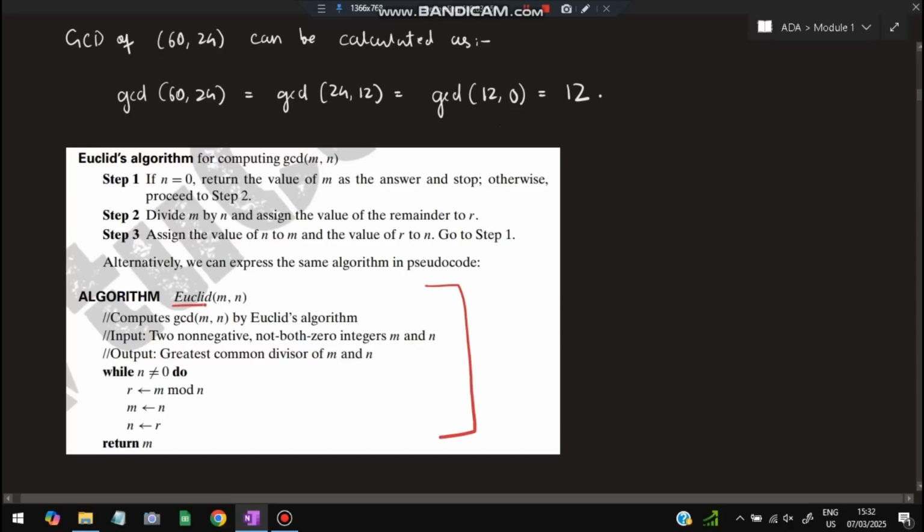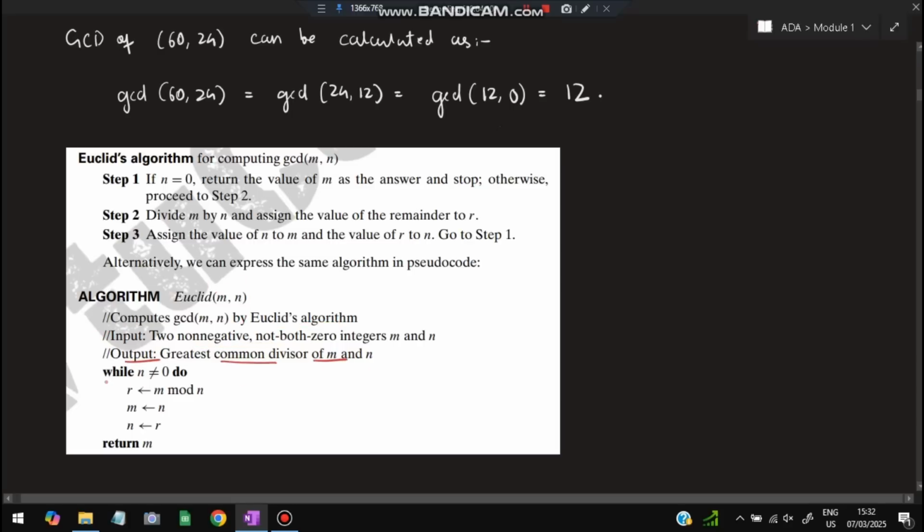We will write the function name Euclid, and it will accept two parameters, m and n, and then we will compute the GCD of m and n by Euclid's algorithm. Input is two non-negative numbers, m and n, both should be positive, greater than 0, and output will be the greatest common divisor of m and n.